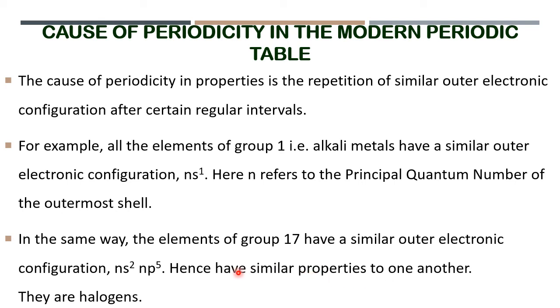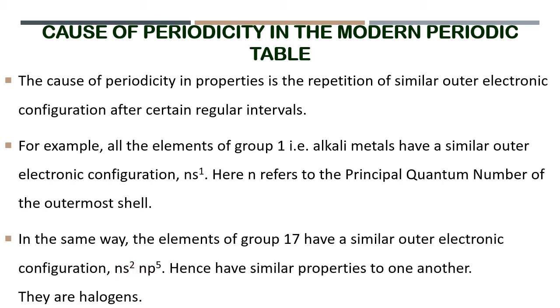Now the first member of the halogens is fluorine. What is the atomic number of fluorine? It is 9. According to the above principle, 1s2, 2s2, 2p5, total 9. So 2s2, 2p5 is the outer electronic configuration for fluorine, and for chlorine it is 3s2, 3p5, and so on. So in general it is ns2 np5. That's why I have written ns2 np5 here. This is called the general electronic configuration for halogens, which is similar, so the properties are also the same.